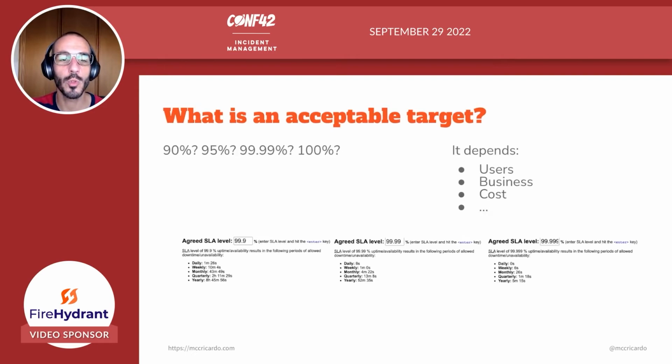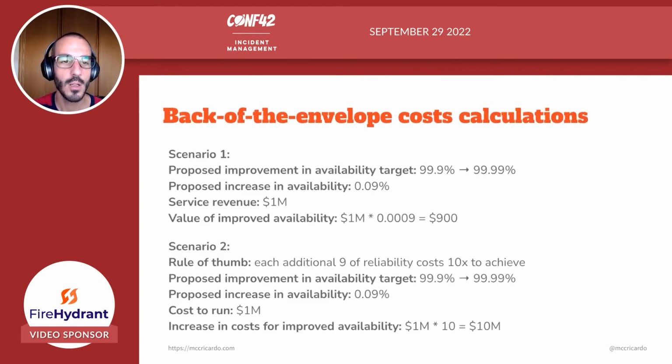So I have to put things in place so that I can ensure that I'm not down more than the allowed amount. Just to conclude this point, let's do some back of the envelope calculations to see what this means. I mentioned that you need to put things in place to actually assure this type of reliability. So let's go through a couple of scenarios and see how much this could cost us.